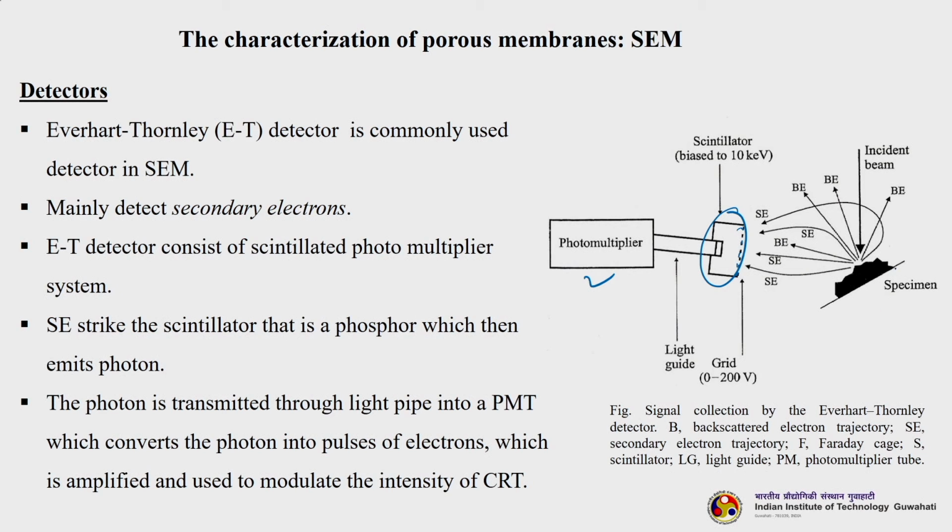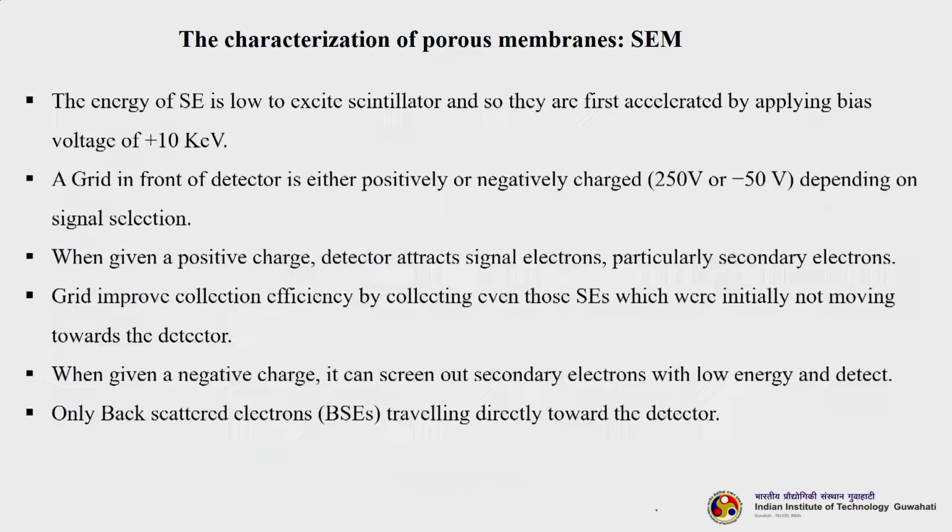You can see this is the specimen, and how the incident beam is falling here. Then secondary electrons are getting generated. These are secondary electrons, these are backscattered electrons. The energy of secondary electrons is too low to excite the scintillator, so they are first accelerated by applying a bias voltage of plus 10 kilo eV.